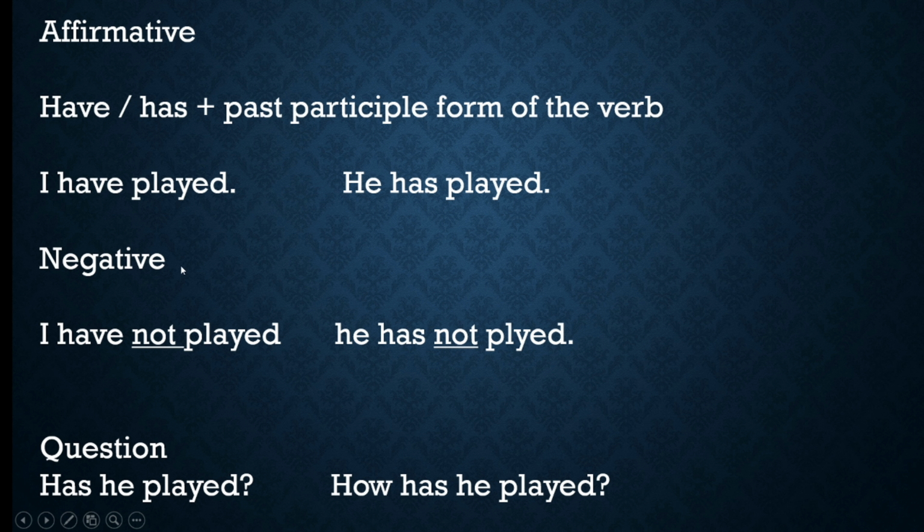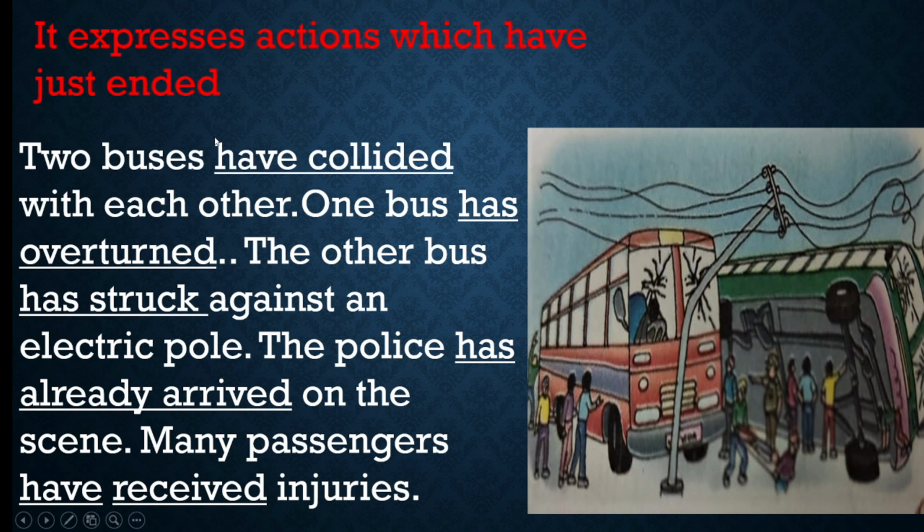Next, negative. For negative, we should add not in the sentence. See here, I have not played. We have used not. He has not played. We have used not. For negative, we have to use not. Now for question, has or have should come in the front. Has he played? Then you can use the question word also. How has he played?